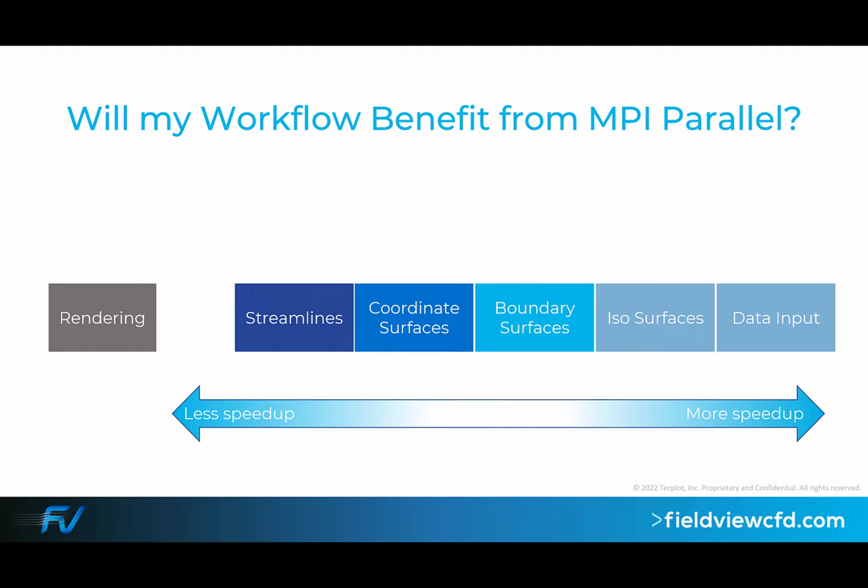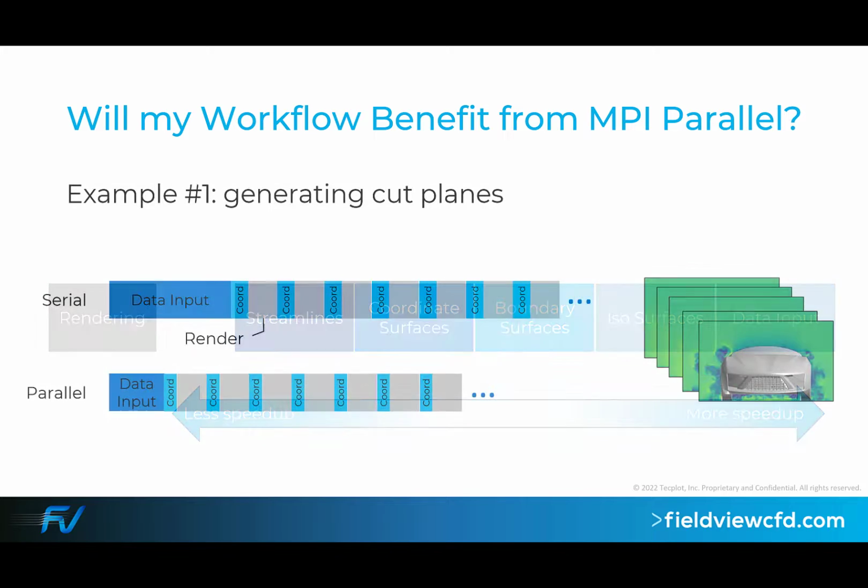The question we typically get is, will my workflow benefit from MPI parallel? As you can see from this diagram, the operations where you will experience the fastest speedups are things like data input and computing ISO surfaces with MPI parallel. Operations like rendering are not affected by MPI. In the example we see here, cut planes are being rendered at different locations. When MPI parallel is utilized, we see a huge improvement with the data input, a good speed up with coordinate surfaces, but no difference with the rendering operation. Since this workflow is rendering dominant, we don't see a lot of benefit with MPI.